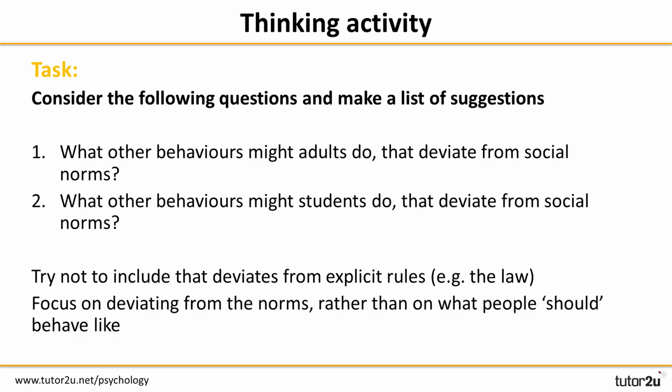Let's have a quick thinking activity. Consider the following questions and make a list of suggestions. Now, when you're thinking of your suggestions, avoid examples where the law is broken, since, as we've just said, this is explicit rather than an implicit rule. So you can pause the video here for 5 minutes while you jot your answers down.